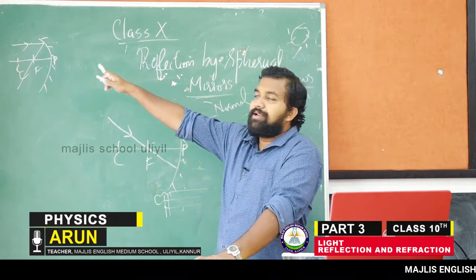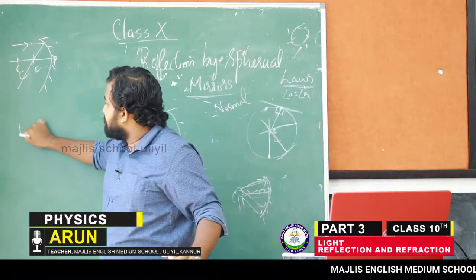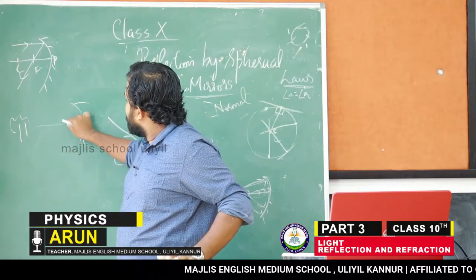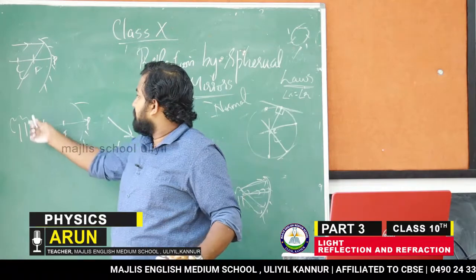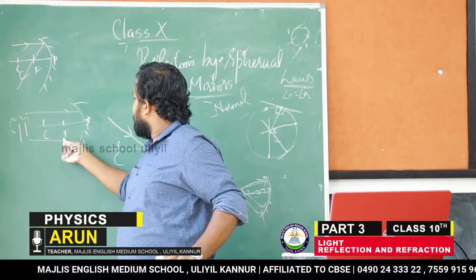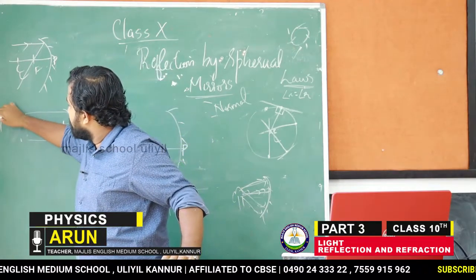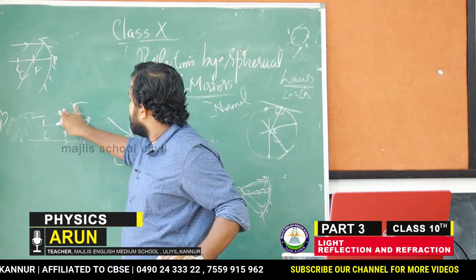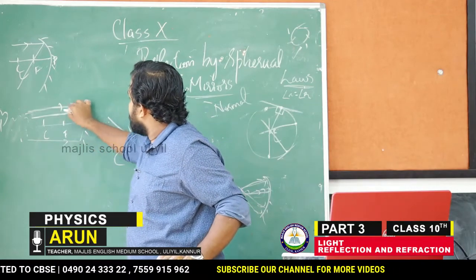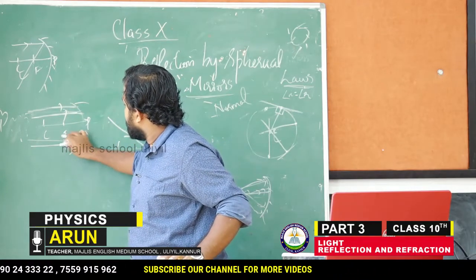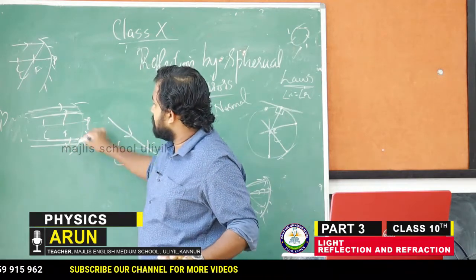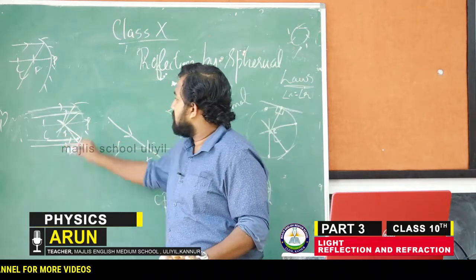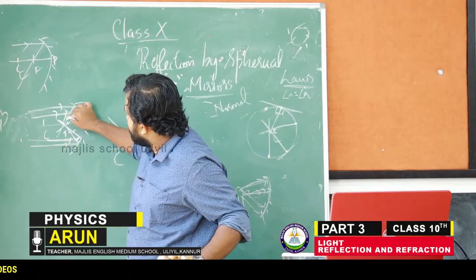So for example, if an object is at infinity, the rays will be, pole, focus, center of curvature. From infinity, every ray will be parallel to the principal axis, and through which direction will it move after reflection? They will pass through the principal focus.